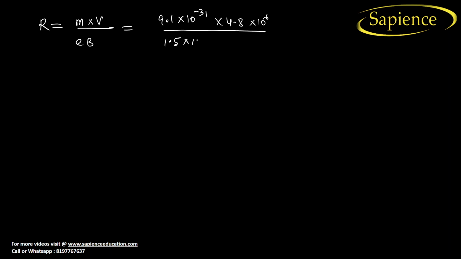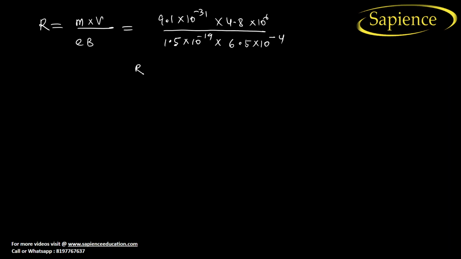Radius is equal to m, that is the mass of the electron, into the velocity of the electron, divided by e into B, and sin 90 we know. So this will be 9.1 into 10 to the power minus 31 into 4.8 into 10 to the power 6, because we have velocity 4.8 into 10 to the power 6, divided by eB. The electron charge is 1.6 into 10 to the power minus 19 into the magnetic field, which is 6.5 into 10 to the power minus 4. Now you just need to calculate.